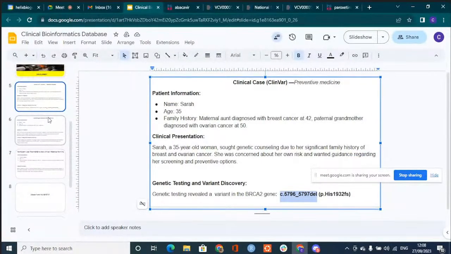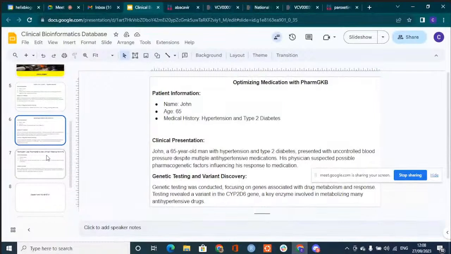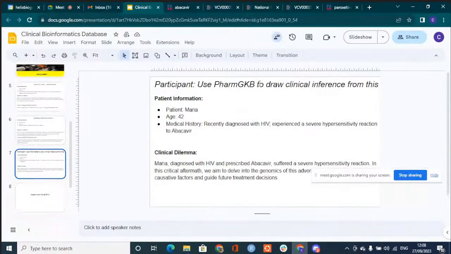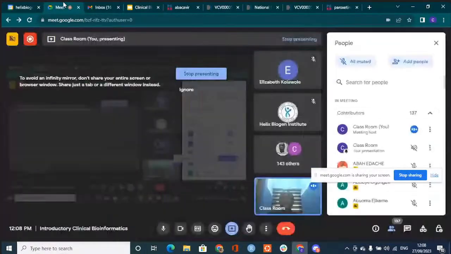I have a question for us before we go further. I want us to go into the pharmacogenomic knowledge base. I believe you can still see my screen clearly. I want us to go into the pharmacogenomic knowledge base.